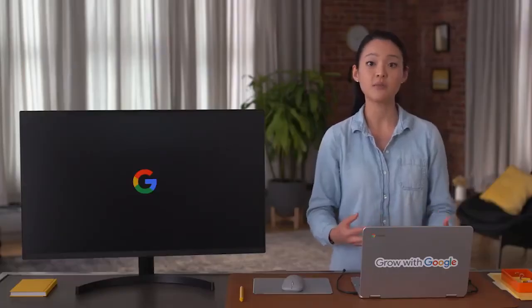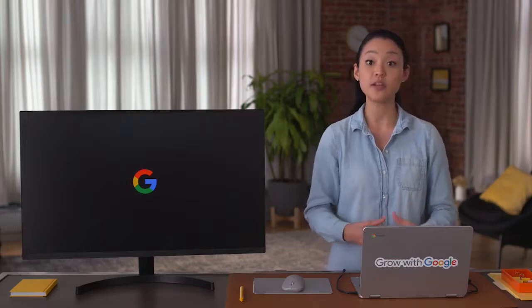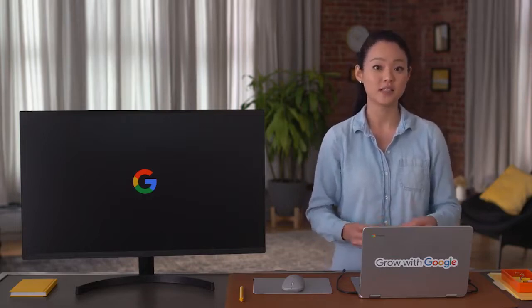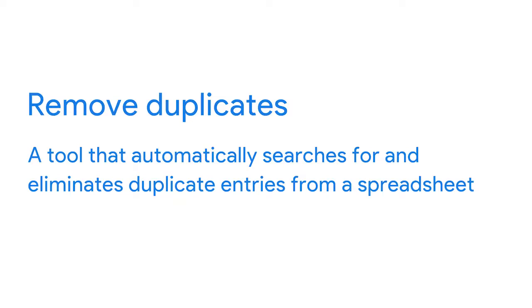This is an opportunity to search for common problems. After that, you clean up the problems manually, for example, by eliminating extra spaces or removing an unwanted quotation mark. But there's also some great tools for fixing common errors automatically, such as trim and remove duplicates. Earlier, you learned that trim is a function that removes leading, trailing, and repeated spaces in data. And remove duplicates is a tool that automatically searches for and eliminates duplicate entries from a spreadsheet. Now, sometimes you have an error that shows up repeatedly, and it can't be resolved with a quick manual edit or a tool that fixes the problem automatically.